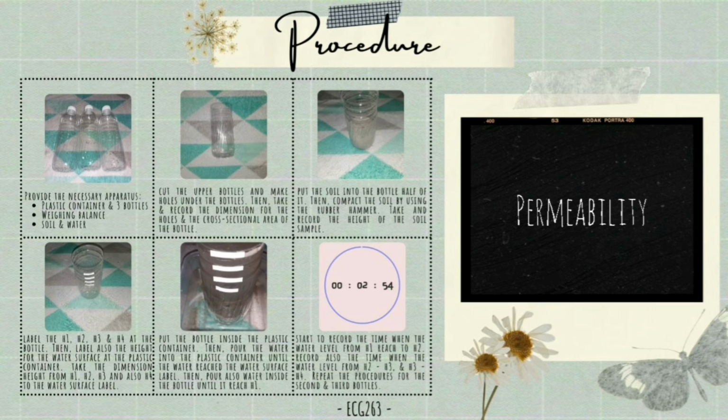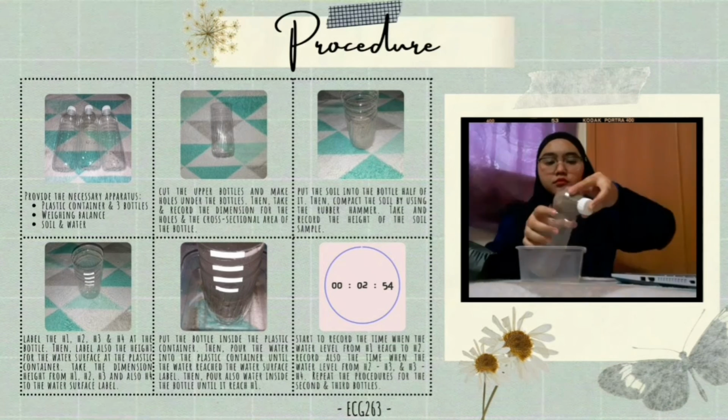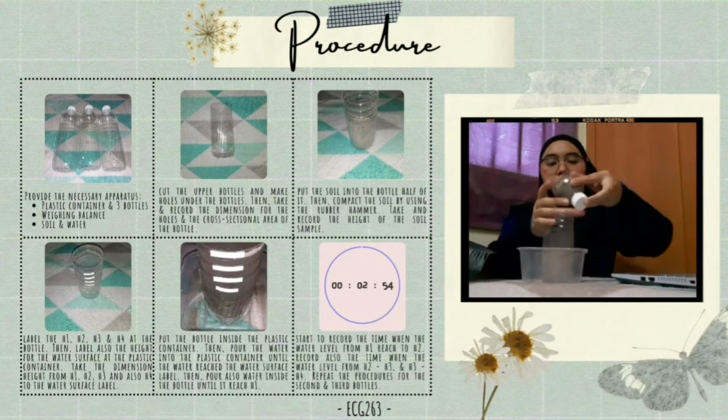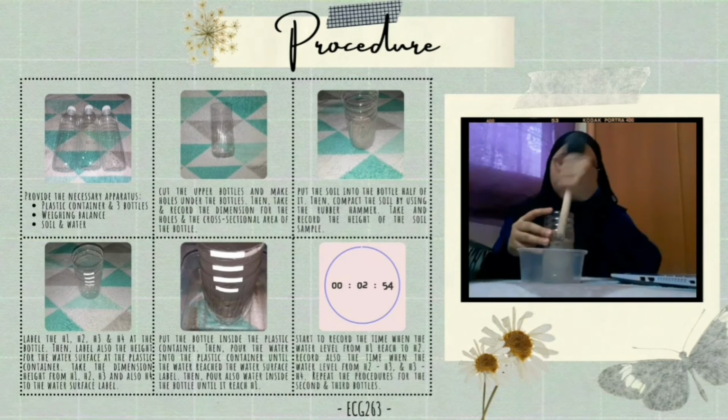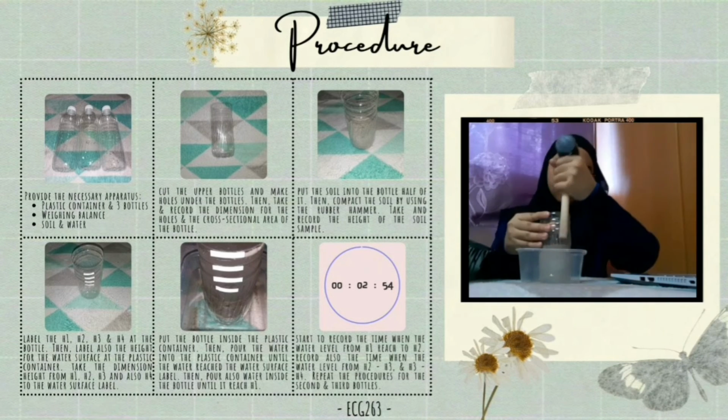Then also pour water inside the bottle until it reaches H1. The last step is to start recording the time when the water level goes from H1 to H2. Also record the time when the water level goes from H2 to H3 and H3 to H4. Repeat the procedures for the second and third bottles. This video shows how the permeability procedure has been done from the first until the last step.